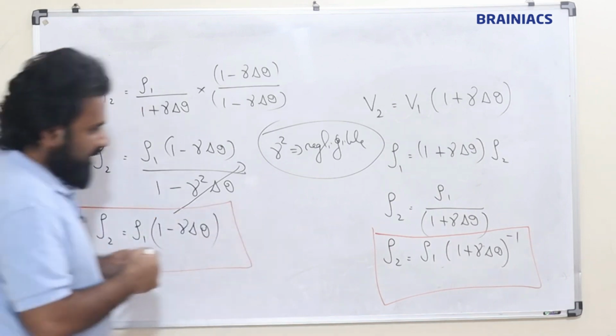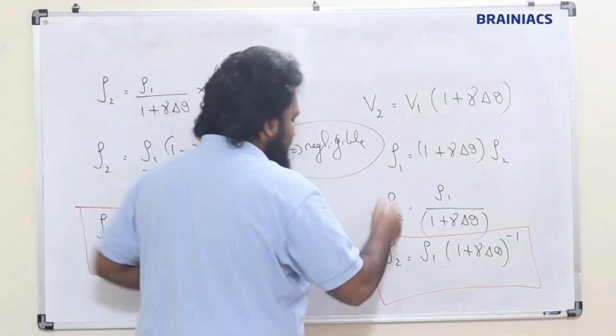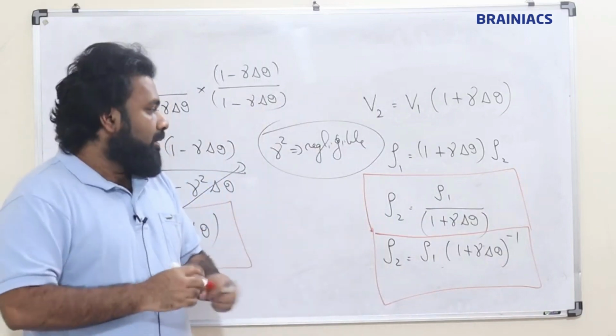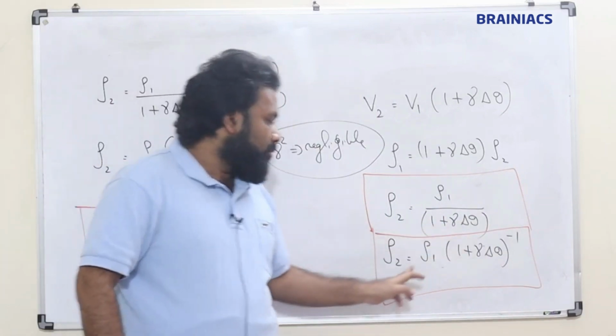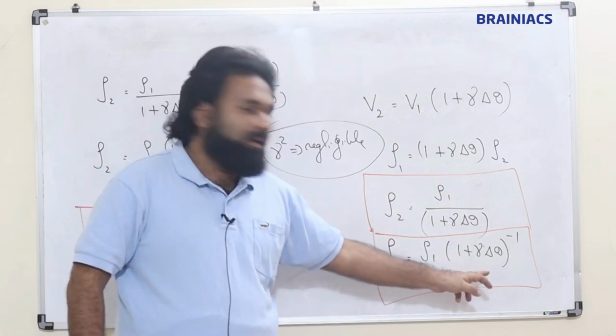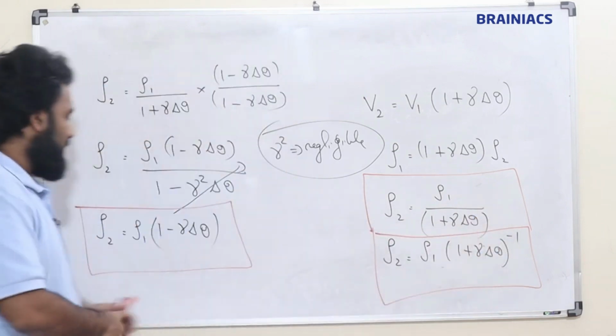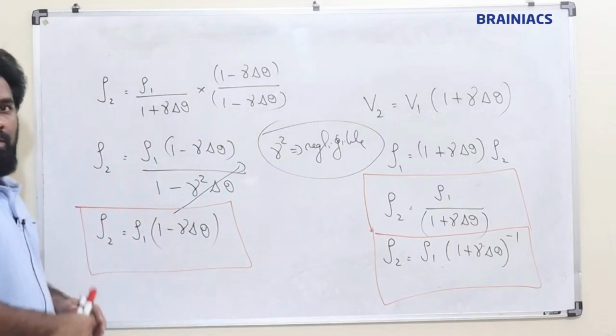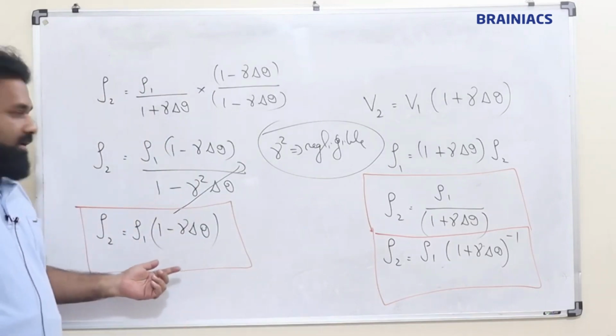So either we can take it in this way, all these are fine. Rho 2 is equal to rho 1 by 1 plus gamma delta theta, or rho 2 is equal to rho 1 into 1 plus gamma delta theta inverse, or otherwise rho 2 is equal to rho 1 into 1 minus gamma delta theta. Clear? So the only difference, please note it down.